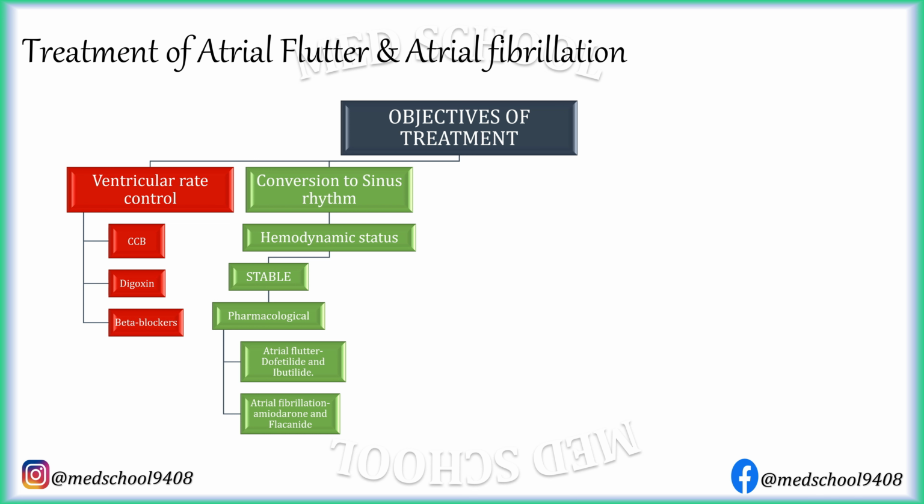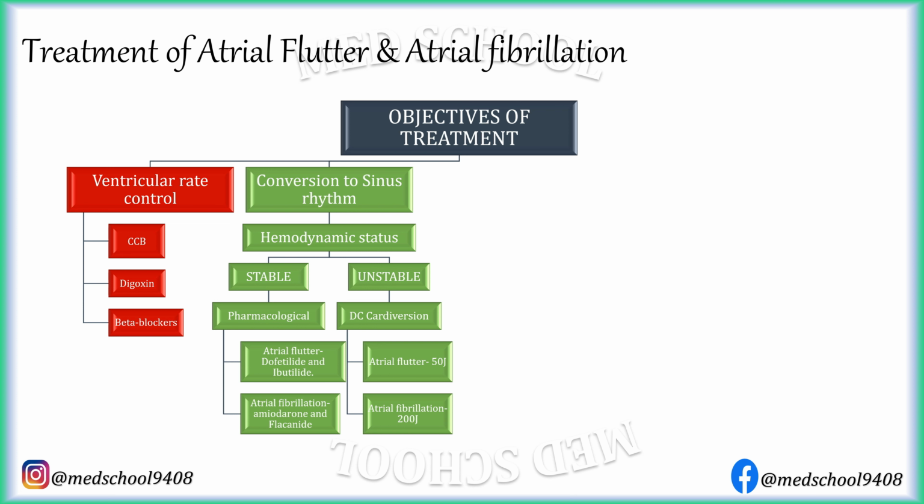If the patient is hemodynamically unstable, DC cardioversion is the treatment of choice. Atrial flutter usually reverts to sinus rhythm with lower power like 50 Joule, while atrial fibrillation requires higher power up to 200 Joule. Third objective is to prevent further attack.